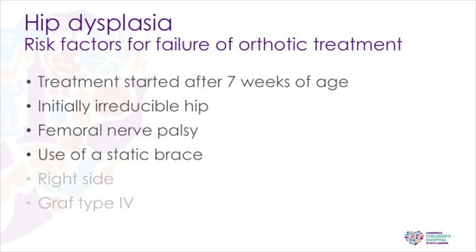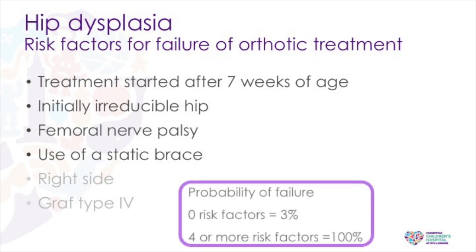Risk factors for failure of orthotic treatment have been identified. They include beginning treatment after 7 weeks of age, having an initially irreducible hip, that is, a hip that is dislocated but is not Ortolani positive, developing a femoral nerve palsy during treatment, and the use of a static brace. 2 other risk factors that were identified were having the disease on the right side and having a graft type 4 dislocation. The probability of failure of orthotic treatment when none of these risk factors was present was 3%, whereas if 4 or more risk factors were present, there was a 100% probability of failure.